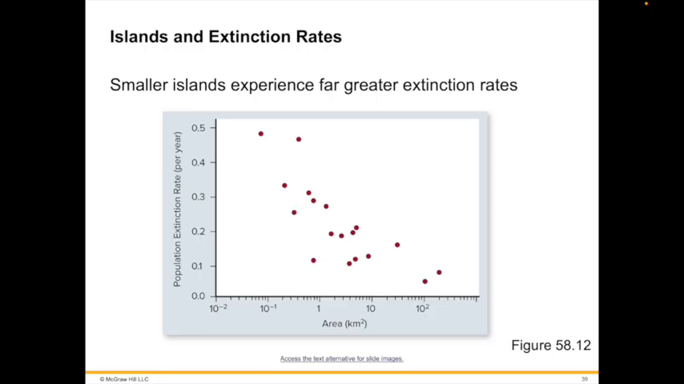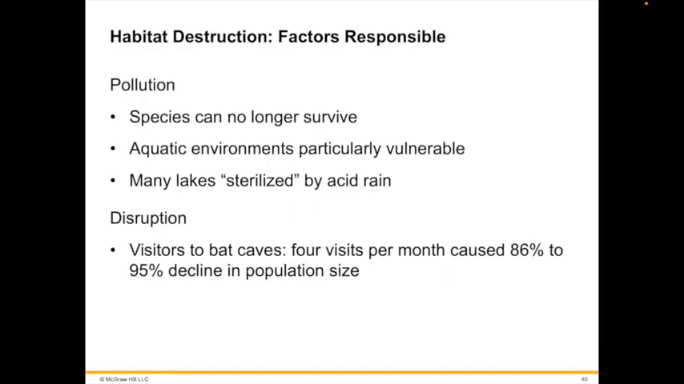Pollution. Habitat may be degraded by pollution to the extent that some species can no longer survive there. Degradation occurs as a result of many forms of pollution, from acid to pesticides. Aquatic environments are particularly vulnerable. For example, many northern lakes in both Europe and North America have been essentially sterilized by acid rain, the result of sulfuric acid forming from the combination of water vapor in the atmosphere with sulfur oxides emitted during coal combustion.